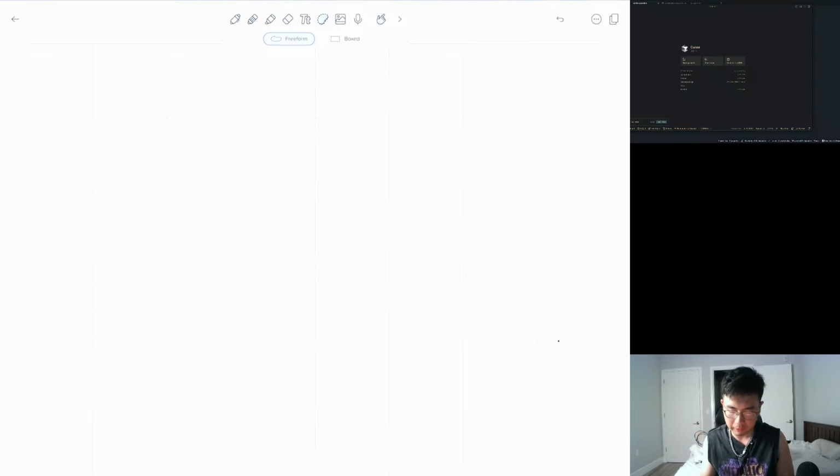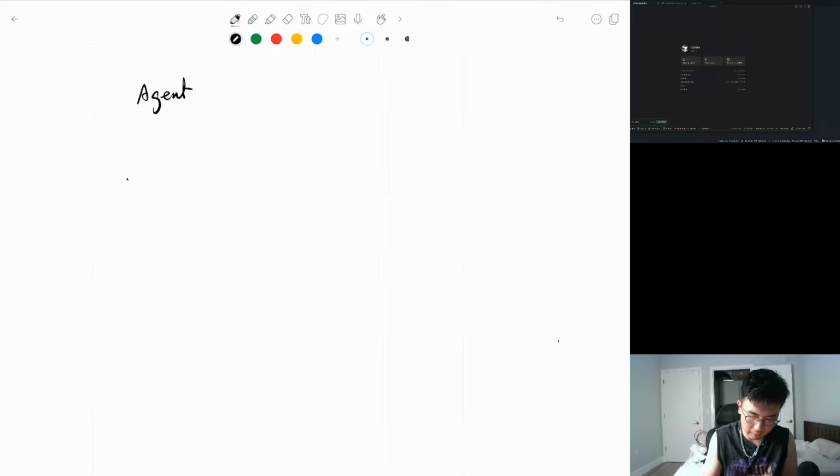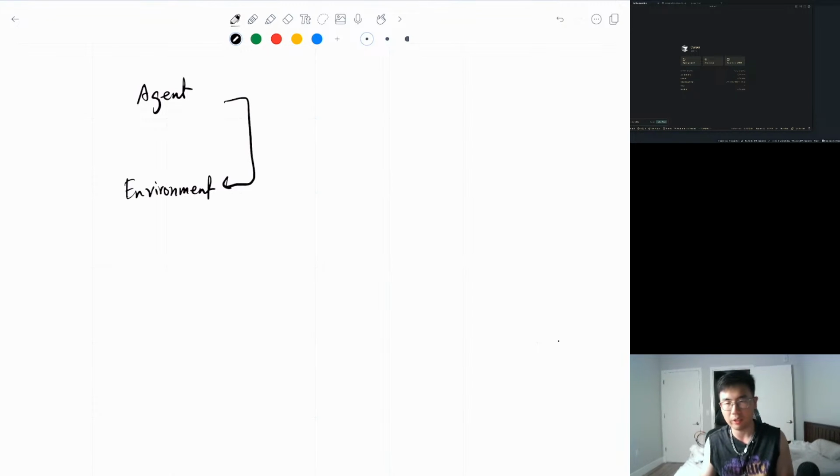So in reinforcement learning, we have this basic setup of an agent and the environment. Think of the agent as the thing that will make decisions. The agent will be stepping through the environment by choosing actions, and the environment will tell it, okay, you made this particular decision, now you're going to end up in a new state.